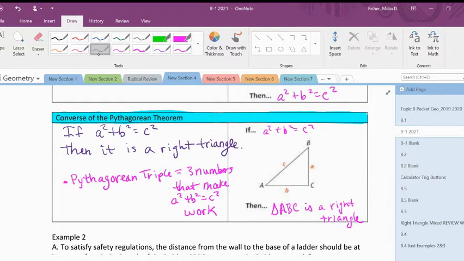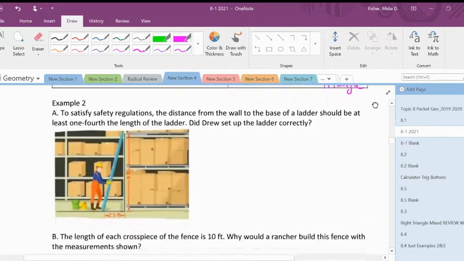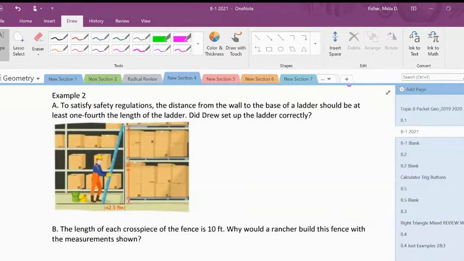Okay, example 2, here we go. To satisfy safety regulations, the distance from the wall to the base of the ladder should be at least 1/4 the length of the ladder. Did Drew set up the ladder correctly? Well, we have a right triangle because we're going to hope that in construction they built the wall perpendicular to the floor. So he's going to lean this up there, and the height is 9 feet, and the width that he has is 2.5 feet.